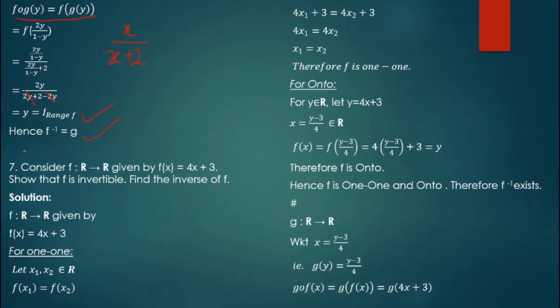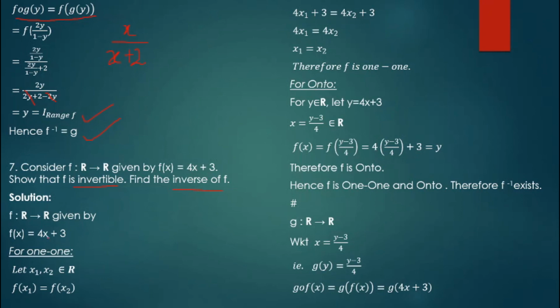that is, the function f is an inverse function. 7th question: consider function f from R to R given by f of x is equal to 4x plus 3. Show that f is invertible and find the inverse of f. Invertible means you have to show one-one as well as onto, and for inverse you have to find gof and fog.